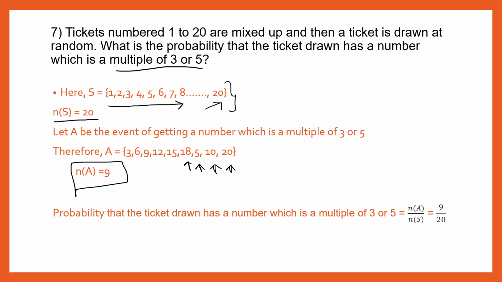So the probability that the ticket drawn has a number which is a multiple of 3 or 5 would be the number of elements present in the set A divided by the sample space. For that event we have 9 divided by the sample space, which is 20.